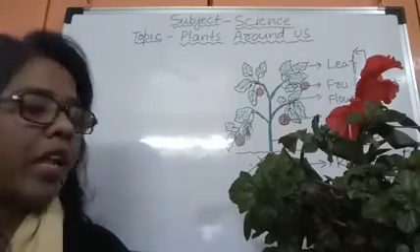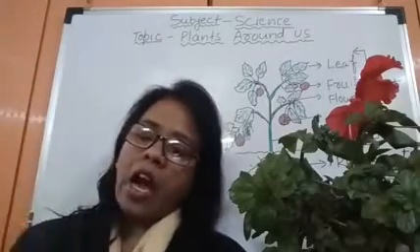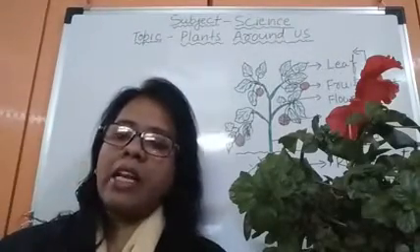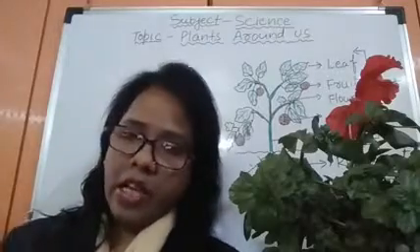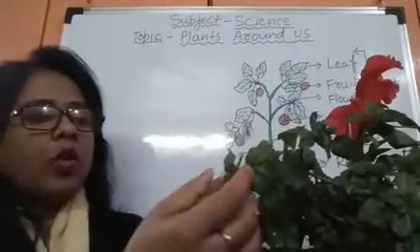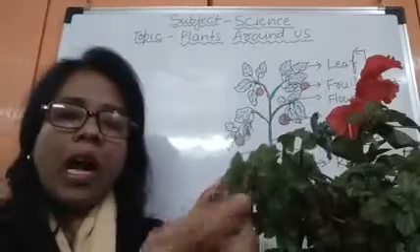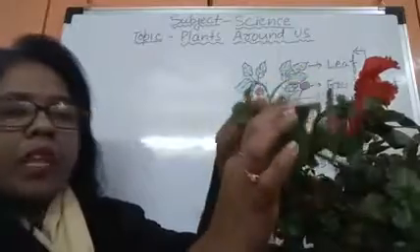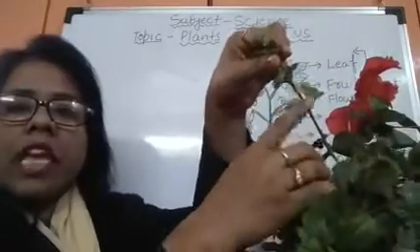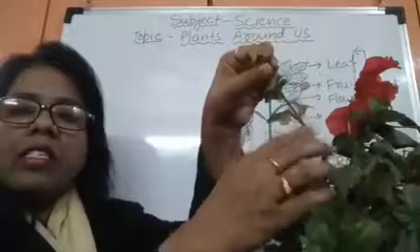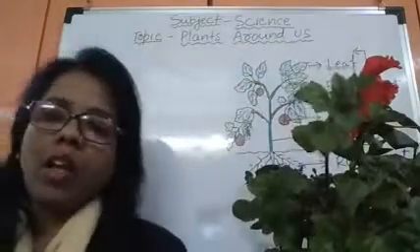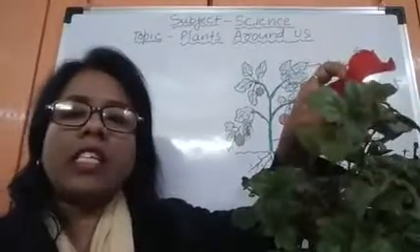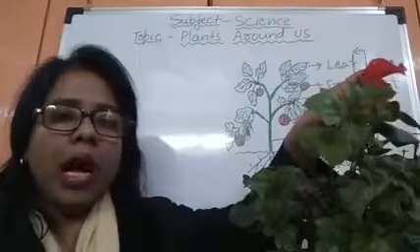Now come to the next point, that under the ground only root is there. Above the ground shoot is there, and in that shoot many parts are there. What are those parts? See, you can see the leaf of a plant. You can see the stem. This is the stem of a plant. Two parts, leaf and stem. Then the third part, you can see, this is flower. Flower of a plant. Fine.